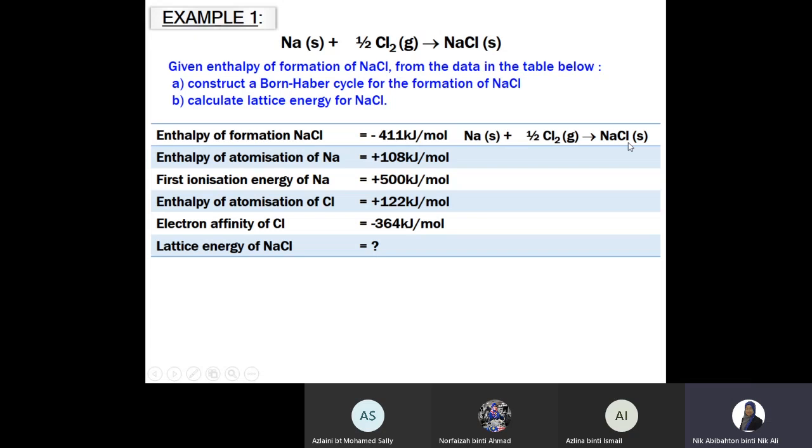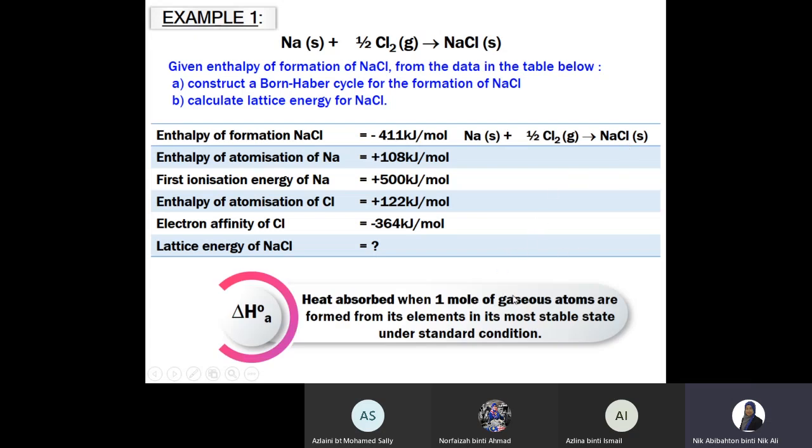Second one, enthalpy of atomization. We must write the equation according to the definition: heat absorbed when 1 mole of gaseous atoms is formed from its element in its most stable state under standard conditions. For sodium, its most stable state is solid, so sodium solid will produce 1 mole of gaseous atoms. Next, enthalpy of atomization of chlorine. Chlorine's most stable state is Cl2 gas, so it will produce 1 mole of gaseous atoms, Cl gas. Then we balance it, writing half of Cl2.